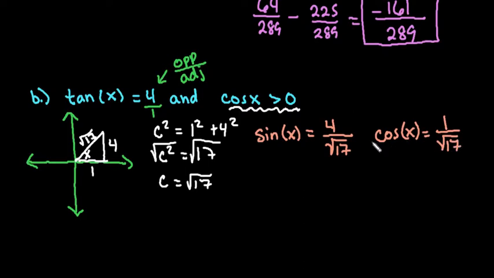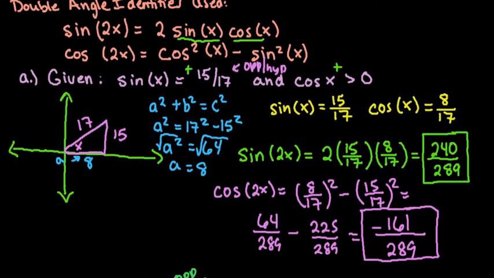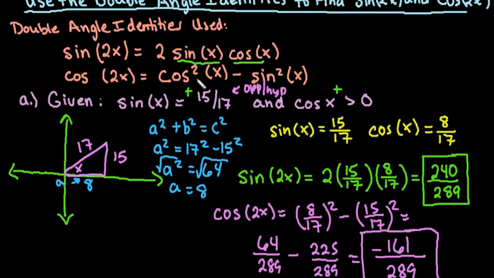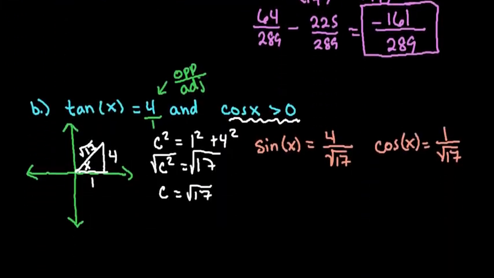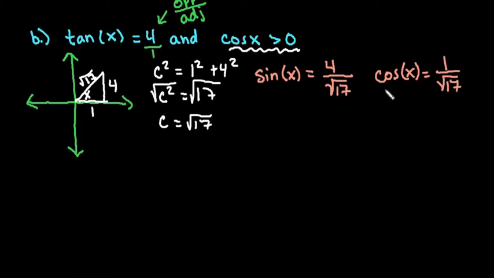And like I said, normally I would rationalize the denominator if I was just looking for sine x and cosine x. But because of the rules that we are using above, and we are going to be multiplying our sine x times our cosine x, and we're going to be squaring our values, the radical will work its way out of the denominator anyway. And so instead of having to do unnecessary reducing later, I'm just going to leave it in the form that it is.